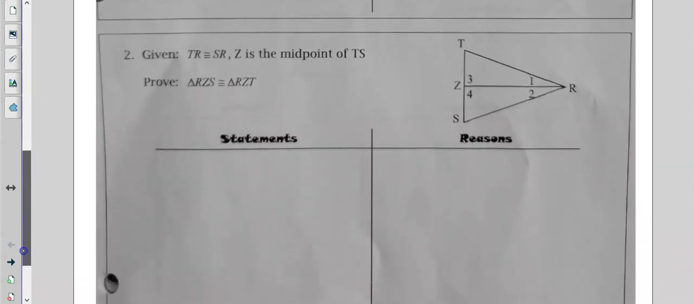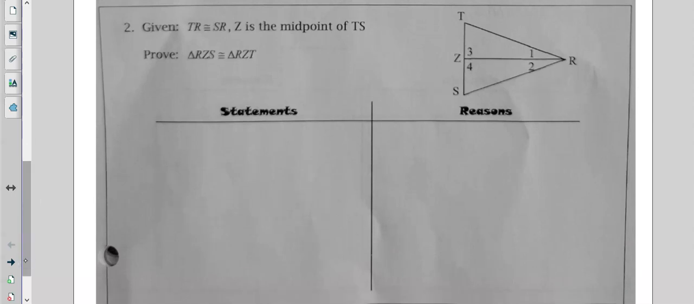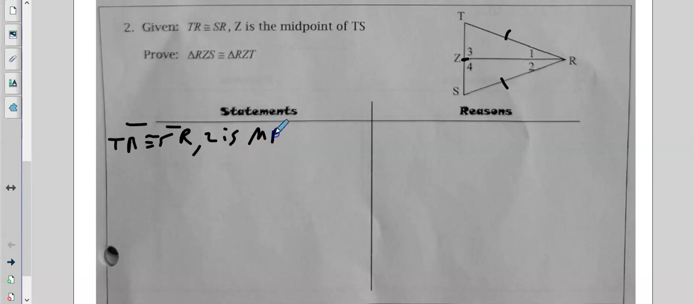All right. Moving on to number 2. We mark what we're given. So we mark TR is congruent to SR. We're also told that Z is the midpoint. Okay, so we write our congruent statements down here, TR congruent to SR. And we say that Z is the midpoint of TS. All right, and then we say that's given.